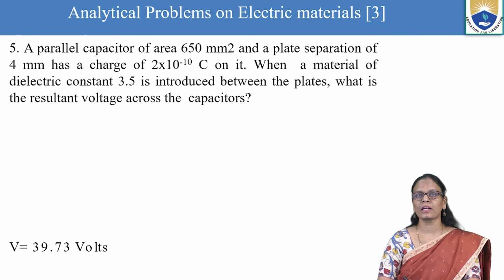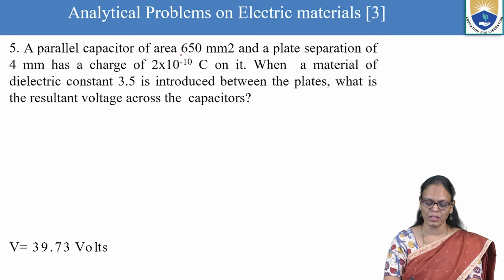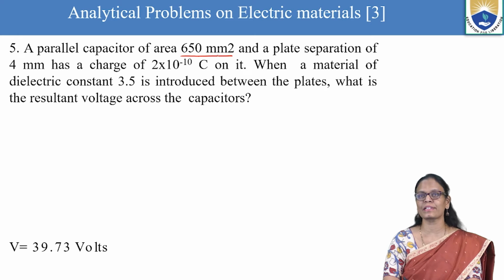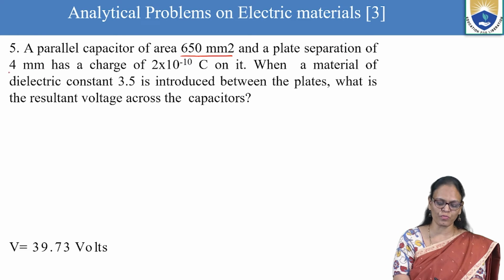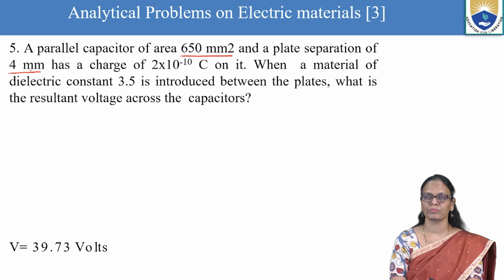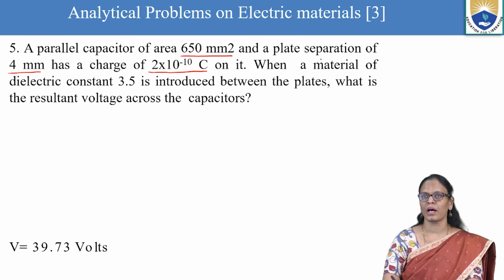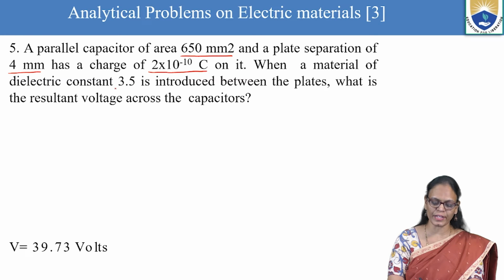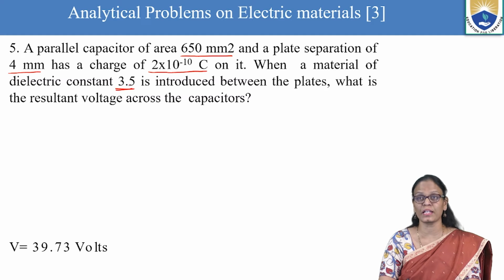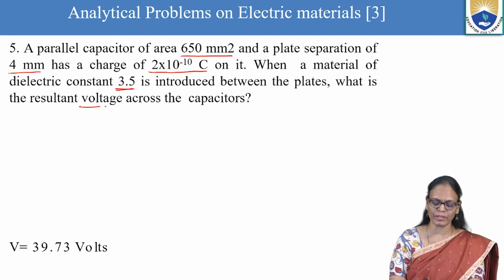Now one more numerical on capacitors. A parallel plate capacitor of area 650 millimeter square and a plate separation of 4 millimeter has a charge of 2 into 10 power minus 10 coulomb. When a material of dielectric constant 3.5 is introduced between the plates, what is the resultant voltage?